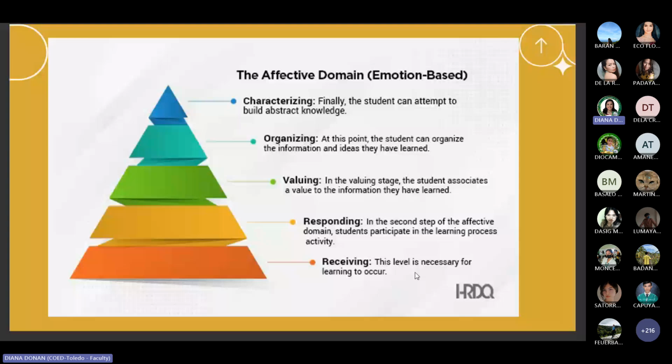Okay, so third one, we have the valuing. At this level, the learner shows commitment to a value, not just participating, but showing personal belief in it. For example, a student consistently shows respect in group work or promotes honesty in class. So how will you assess that? You may assess that through reflection essays by asking, why is this important to you? Or you may assess that through anecdotal records or attitude surveys.